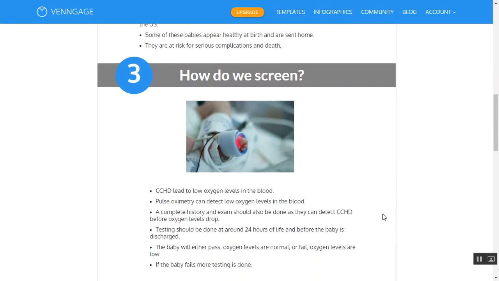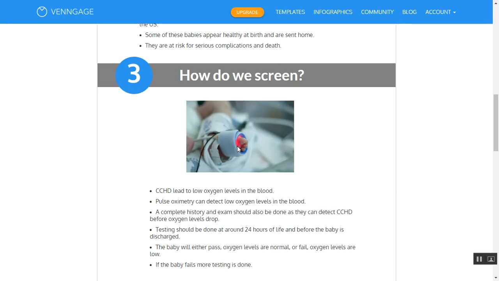So how do we screen for congenital heart defects? Usually critical congenital heart defects lead to low oxygen levels in the blood, and we can test for this using a pulse oximeter. You can see in this photo that the baby has the pulse oximeter attached to the foot.